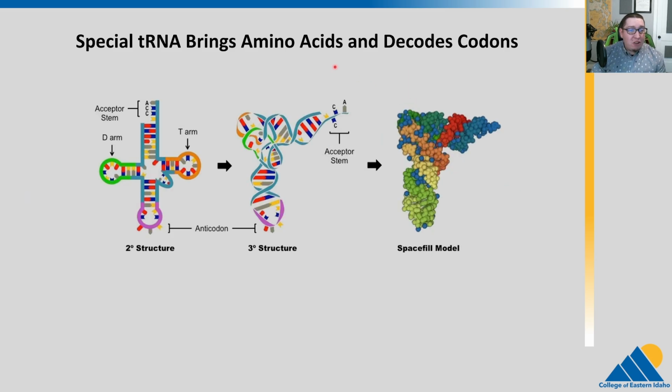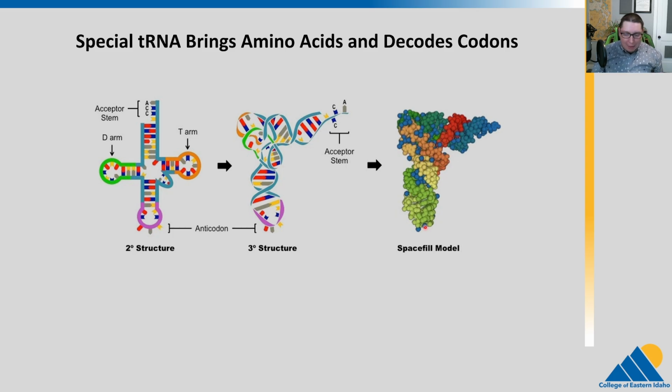Now, when you actually look at the 3D structure of the tRNA, it looks more L-shaped. And here's the space filling model. It's kind of this L-shaped thing. And here's the site where the amino acid sticks on. And here's where the anti-codon is down here. So it'll fit into there. All right, so we have the basics here.